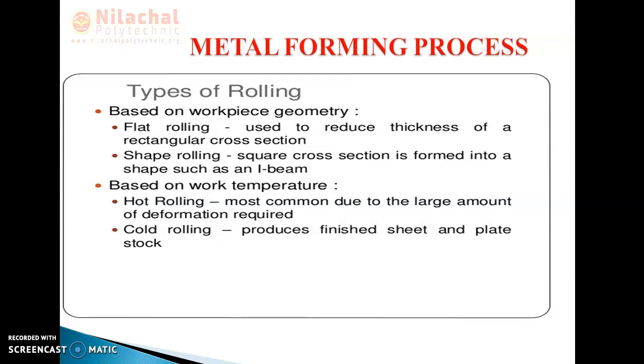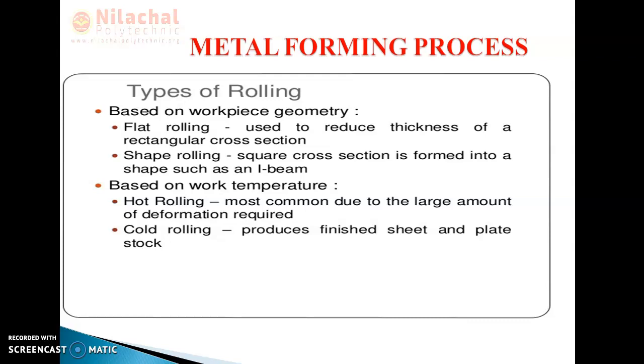Then, based on work temperature, it is again subdivided into hot rolling and cold rolling. Just like we discussed in the extrusion process, hot rolling means the work material is heated up to its recrystallization temperature and thereafter put in between the rolls. If the workpiece material is not heated and is directly put in between the rolls at atmospheric temperature, that is known as cold rolling.